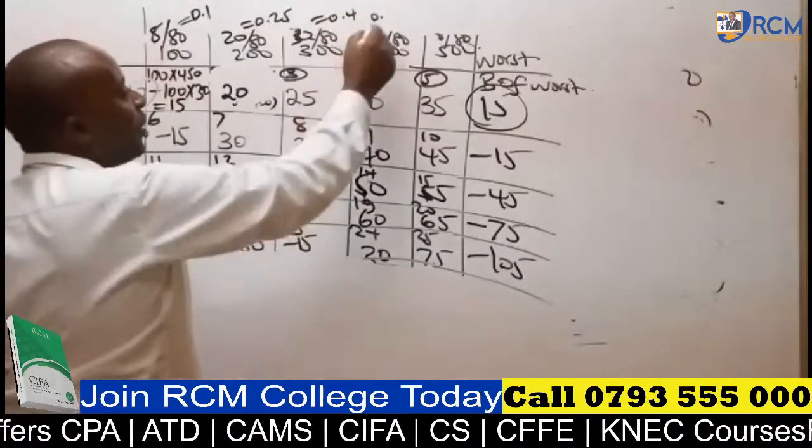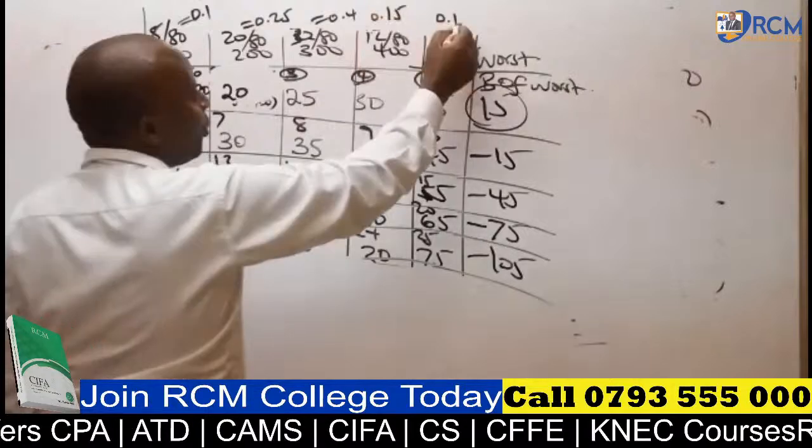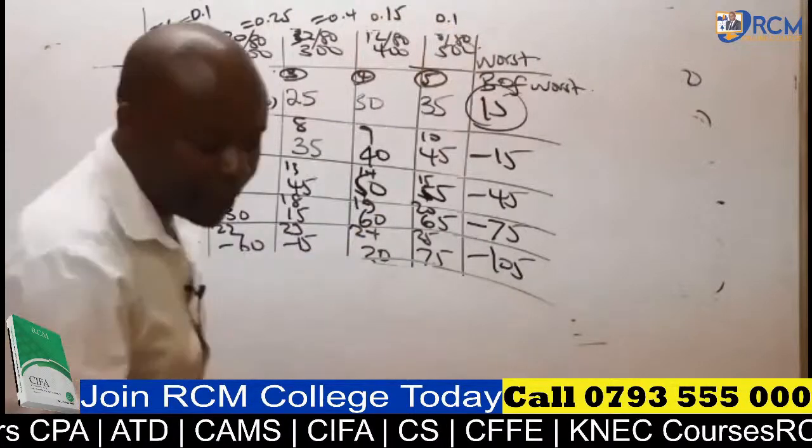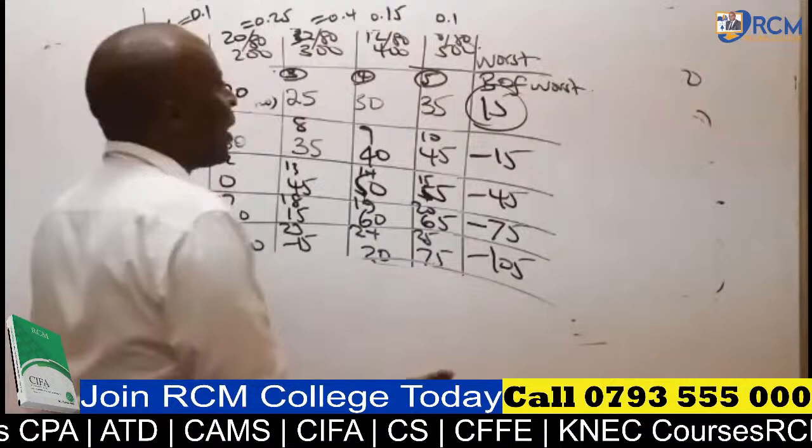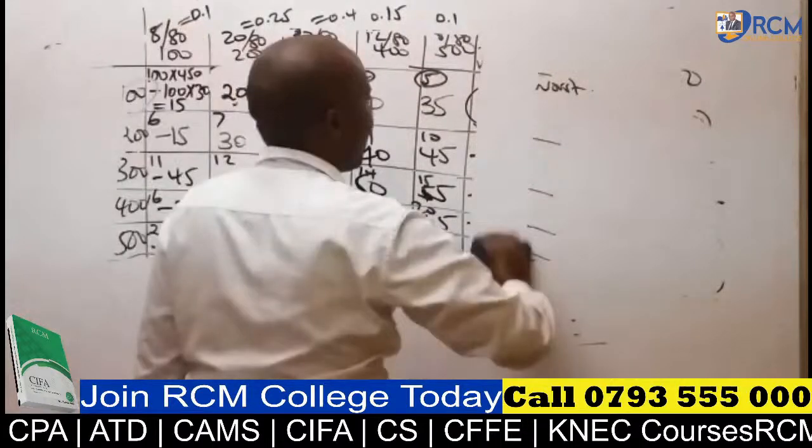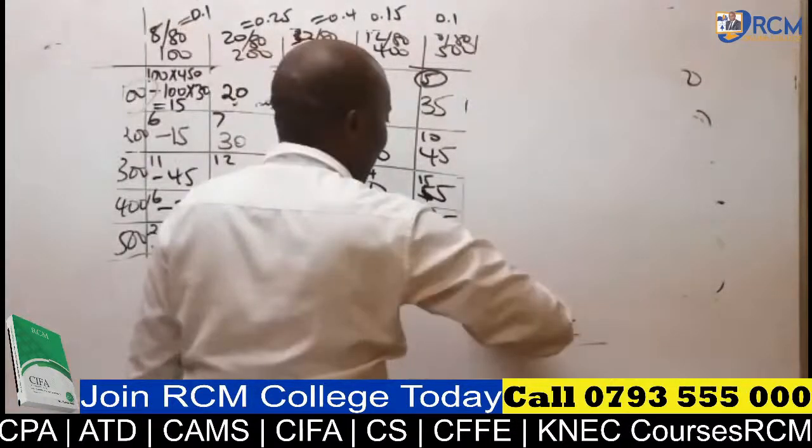0.15. Then lastly, 0.1. So now out of this, I should be able to get expected monetary value for them. I have a very good book. My book I can rub.